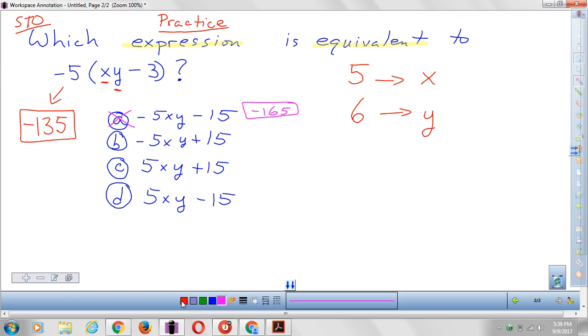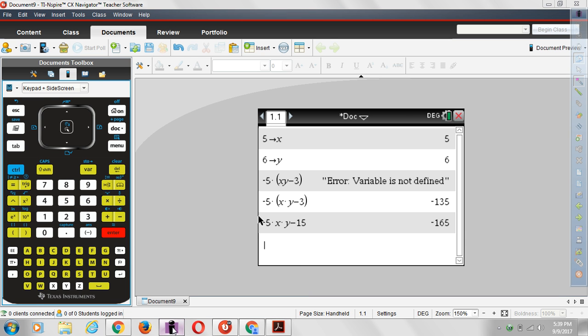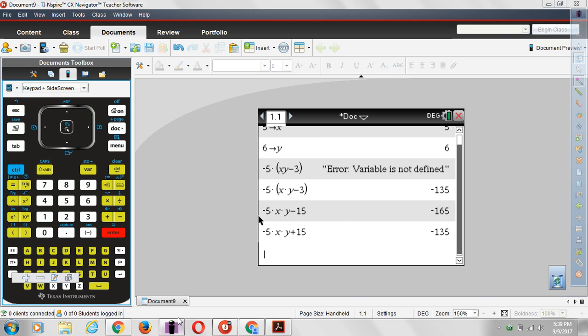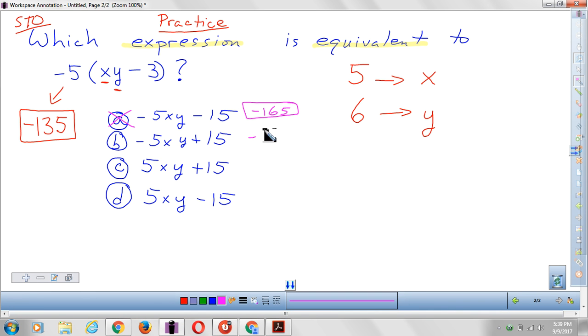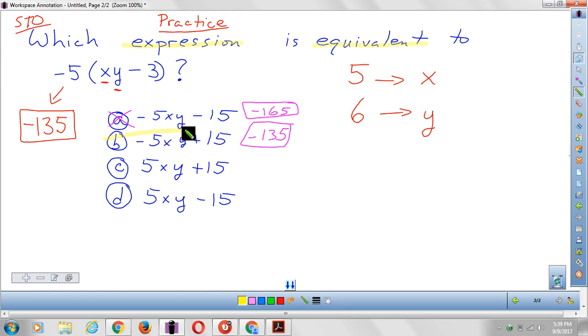Negative 5xy plus 15. I check to see that the letters are bold. They are not. I put a times in the middle, and now they are. Negative 135. Beautiful. So now, negative 135, I know that this is my correct answer. I could check the other answers. I don't have to, but I could. And I guess I will just because I want to show you that this strategy does work. This is the only match here, negative 135.